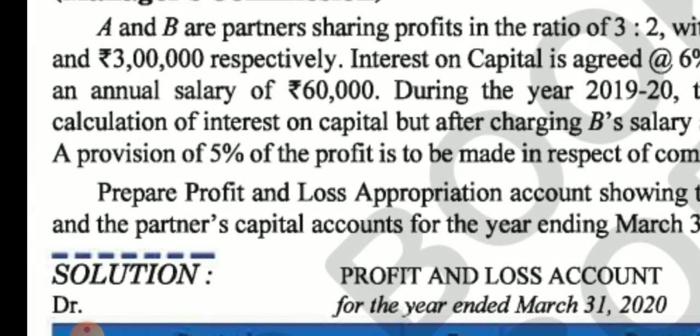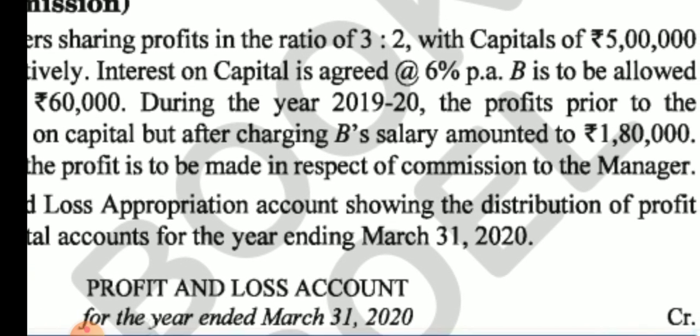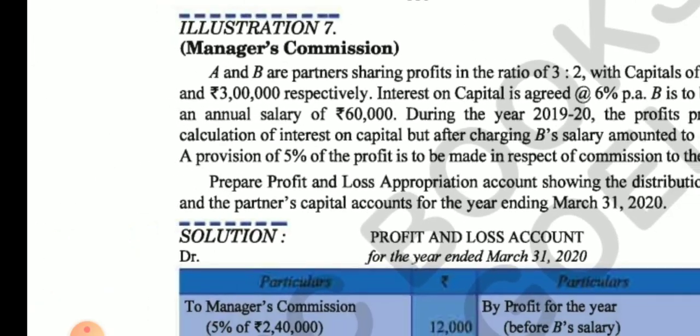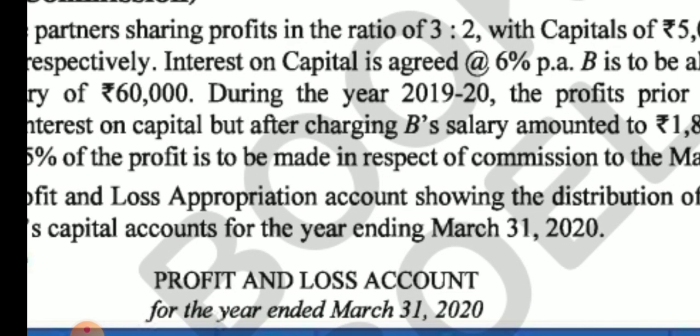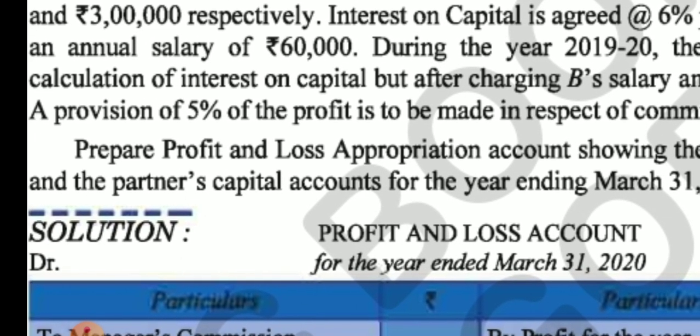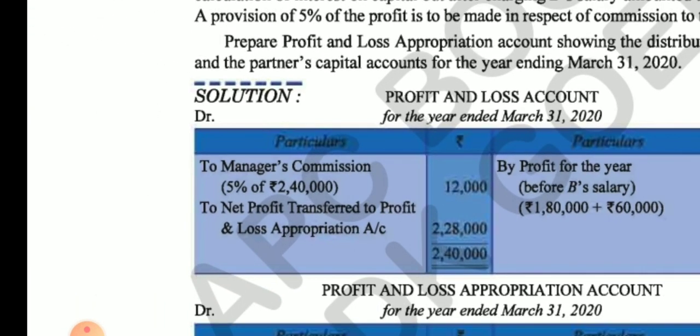Then a provision of 5% on profit is to be made in respect of commission for the manager. 5% we are going to charge as commission for the manager. Okay, it's not the case of after. Then start with the P&L account. First we show the manager commission, because it relates to the business or firm. For that we make the P&L account, and all the expenses or income related to the partners, for that we make the P&L appropriation account.